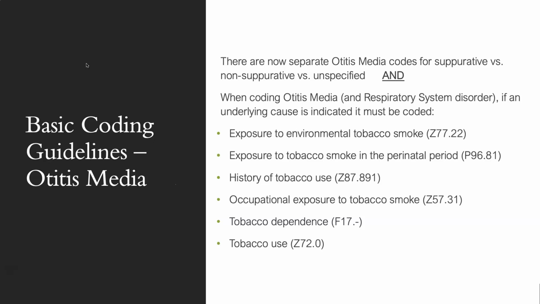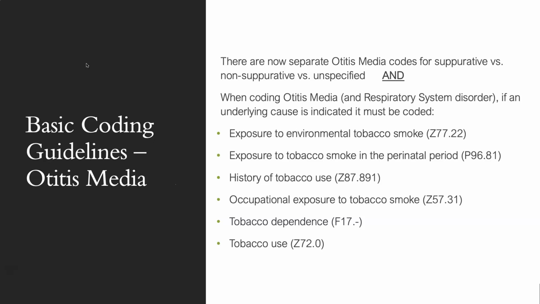Because what they're trying to do is understand how many of these are being caused by exposure to tobacco, whether that is someone's personal use down in Z72.0, whether it's tobacco dependence, which is F17, and then the additional codes based on the tabular. Is it an occupational exposure to tobacco smoke, Z57.31? Is it a history of tobacco use? Maybe they used tobacco and stopped 15 years ago, but do they have that history? That's Z87.891.